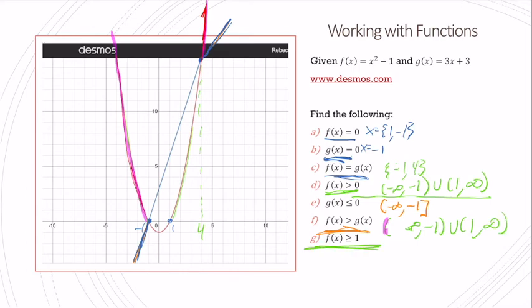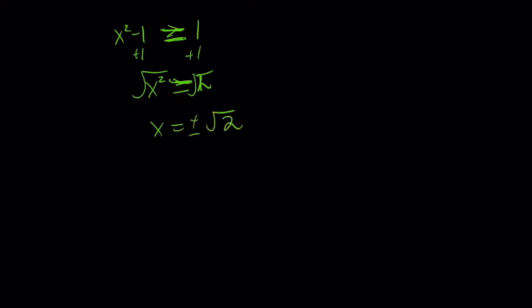My next question is, where is f of x greater than 1? We would have to solve that for where f of x is greater than or equal to 1. So let's go ahead and do that. So I have x squared minus 1 is greater than or equal to 1. I'm going to go ahead and add 1 to both sides. So I have x squared is greater than or equal to 2, but we'll just set this equal to because we're solving. I take the square root of both sides, so x equals plus or minus the square root of 2.